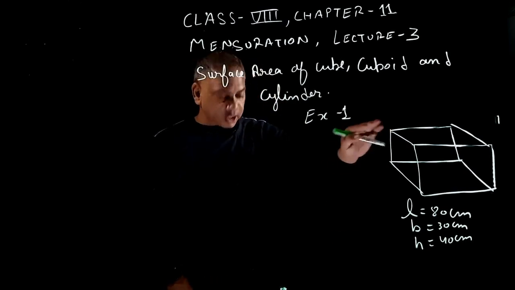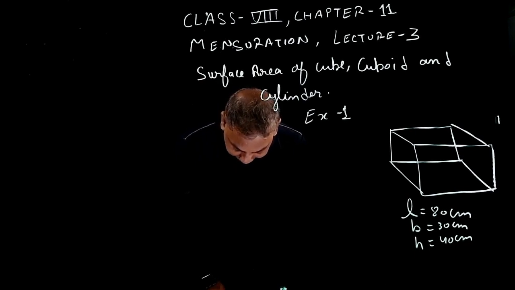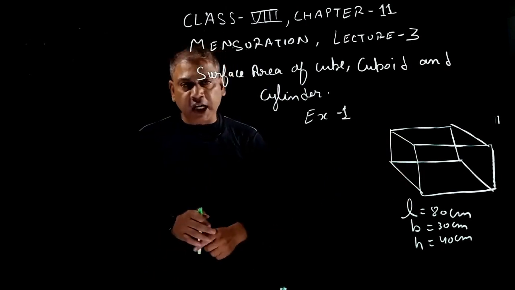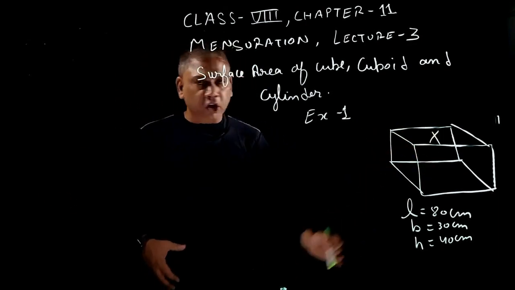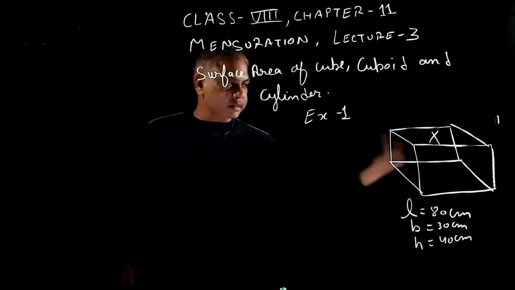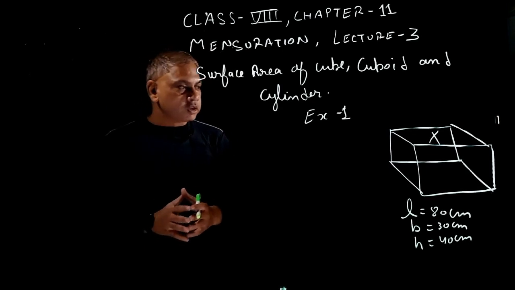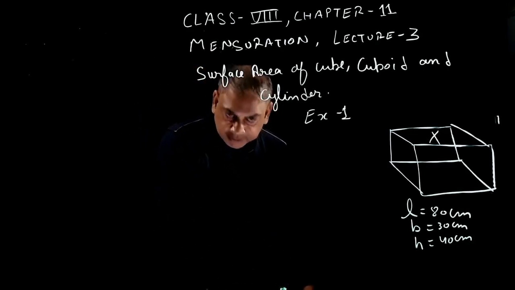Now the faces are to be covered with the paper. The base and the side faces and the back are to be covered by the colored paper. We are not covering the top. Only the side faces and the bottom are to be covered with the colored paper. So find out the area of the paper needed.